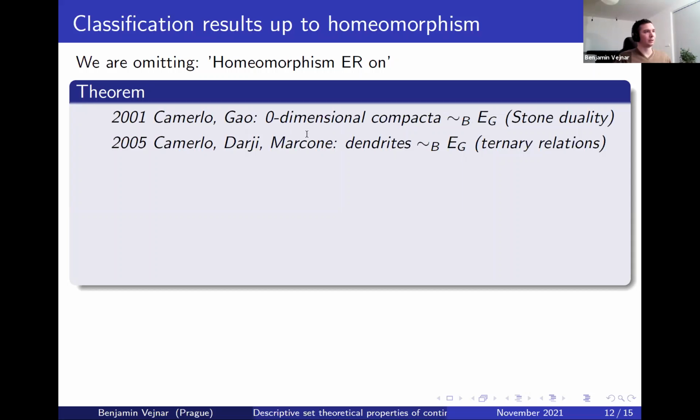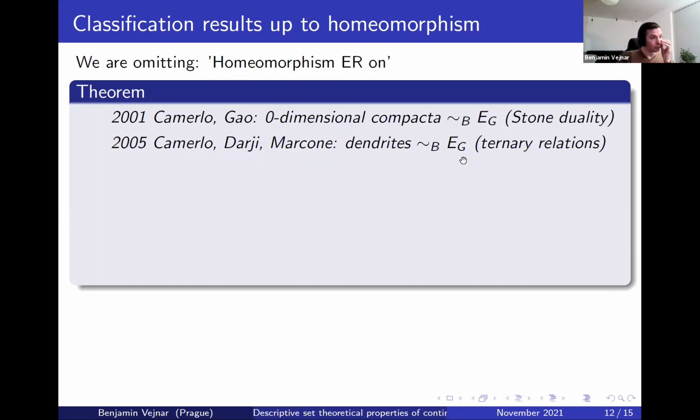Okay, another result dealing with the homeomorphism equivalence relation, but now on dendrites, was proved by Camerlo, Darji, and Marcone. They proved that it is Borel bireducible with this EG as well, right? So it is quite surprising because dendrites are topological objects, but actually they can be encoded into countable structures in such a way that two dendrites are homeomorphic if and only if the corresponding countable structures are isomorphic.